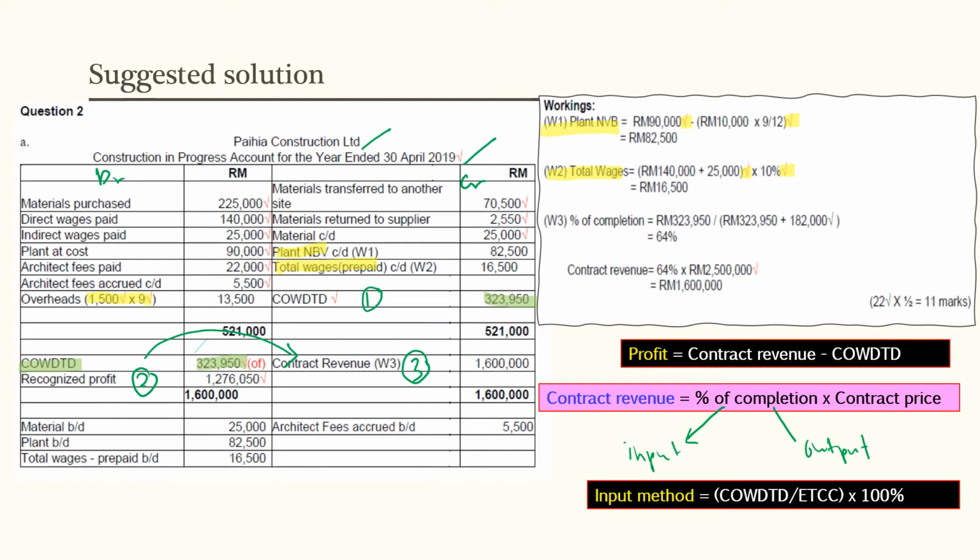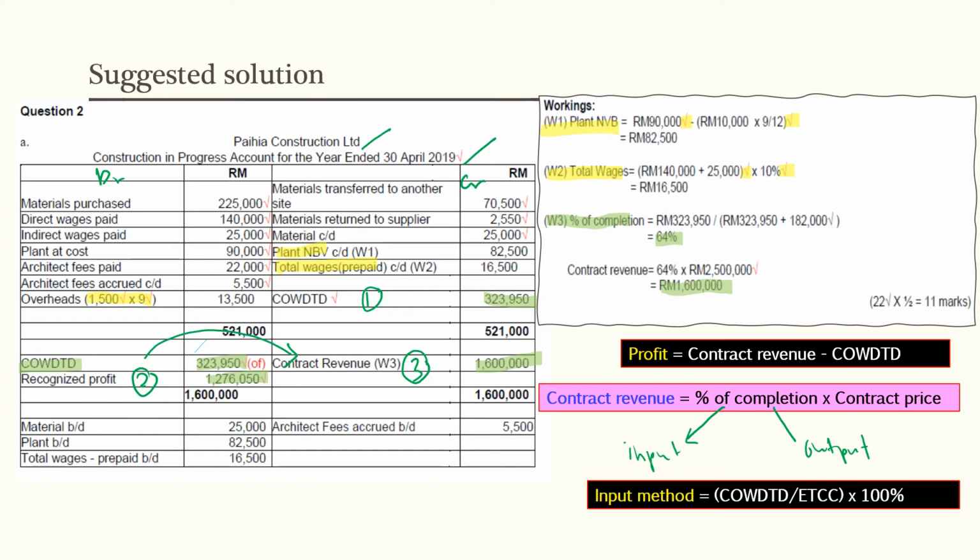So another name for input method is cost method. Here, based on the formula, the cost of completion is equal to 64% after we have rounded it up to the nearest percentage. Therefore, the contract revenue for this particular period is 1,600,000. Therefore, we can recognize our profit of 1,276,050 ringgit.